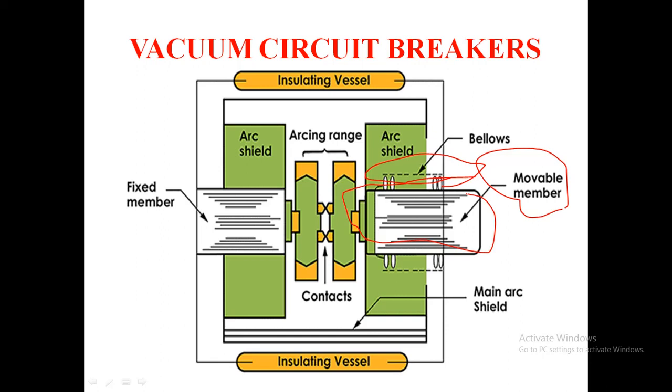The arc shield. Here this is my arc shield, on both sides. It is called an arc shield or a vapor shield. It is supported on insulators such that it can cover the contact region. The metal vapor released from the contact surface during arcing will be condensed on this shield, and it is prevented from reaching the insulating enclosures.